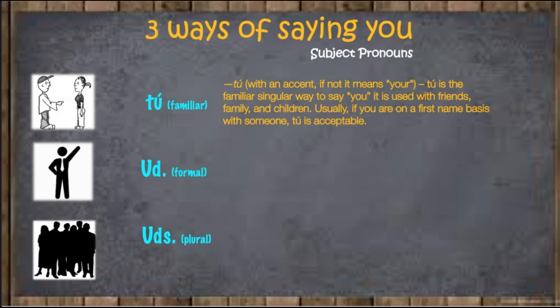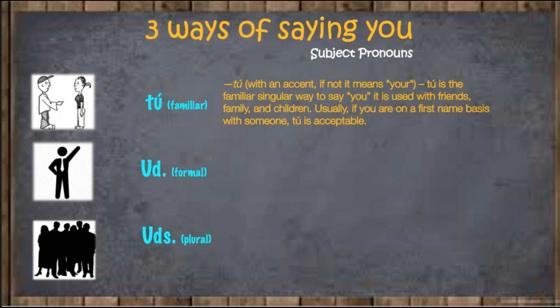And the tú is a familiar way. If I want to say you, I'm speaking to someone, I know them very well, or on a first name basis, it's family and friend, children. Usually if you're on a first name basis, it's acceptable, and that is a familiar way. And this will make sense as you go through, but just know that that's what that is.